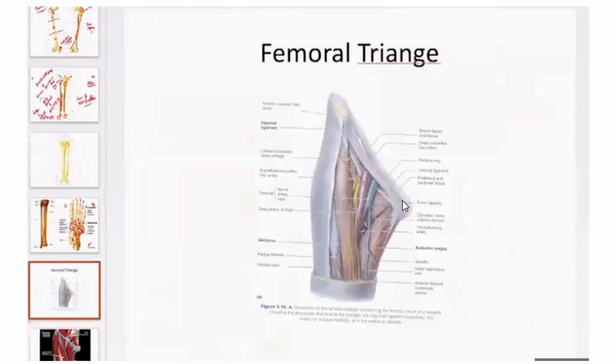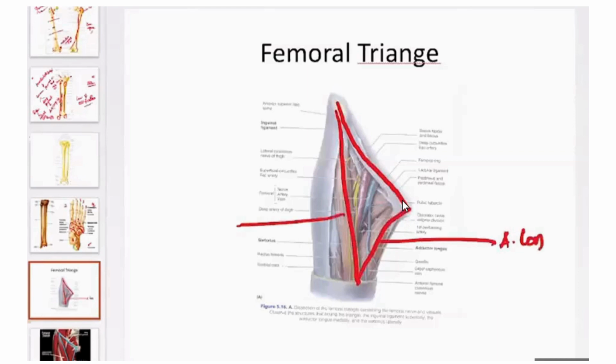The femoral triangle is a triangular interval on the upper one third of the thigh, which is bounded above by the inguinal ligament, laterally by sartorius, and medially by adductor longus. Adductor longus, sartorius, inguinal ligament. This is the triangular interval.